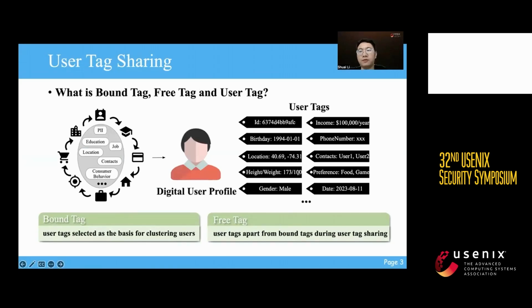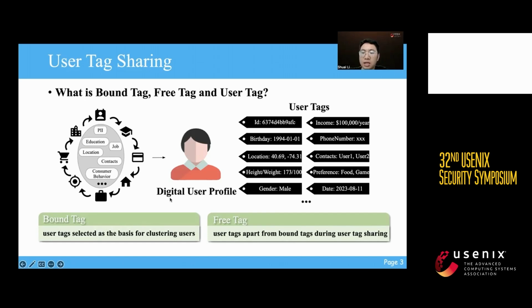Then, what do bound tags and free tags mean? Essentially, they are both user tags used to describe metadata information about users in different dimensions and form the final user digital profile. For example, user tags may include the user's identity, birthday, and location. With these user tags, personalized mobile services can well understand their users and select appropriate user tags to provide personalized service. For example, in the case mentioned above, the user's location tag is selected to cluster passengers and nearby drivers together.